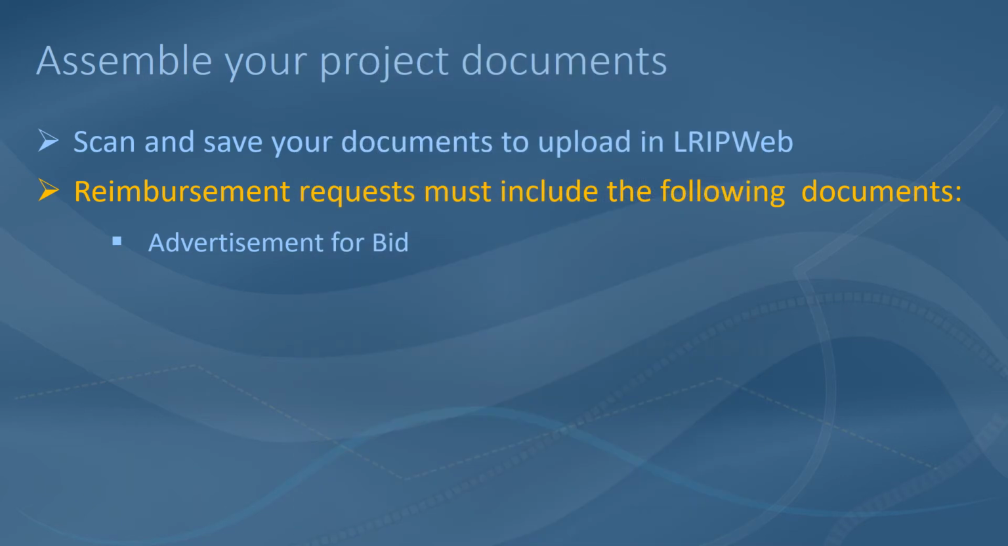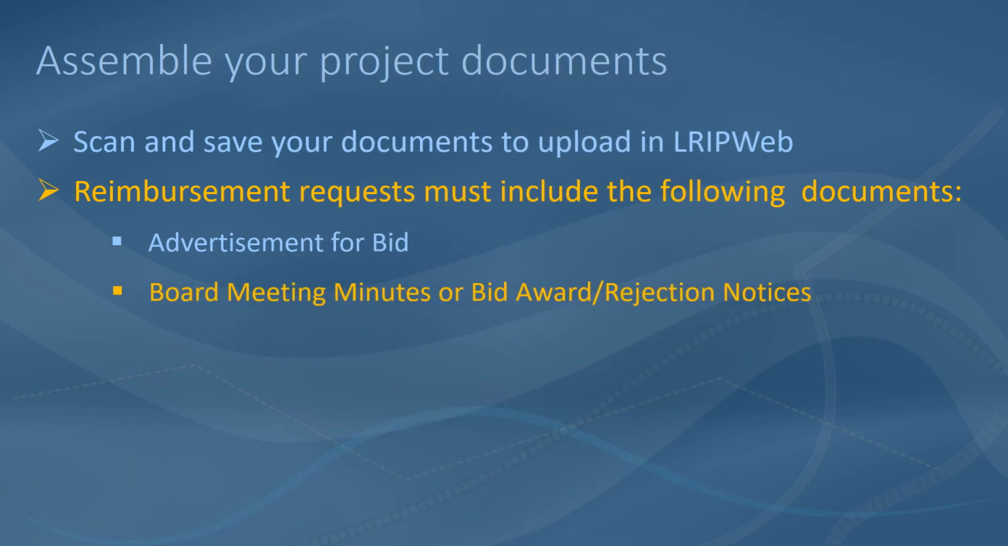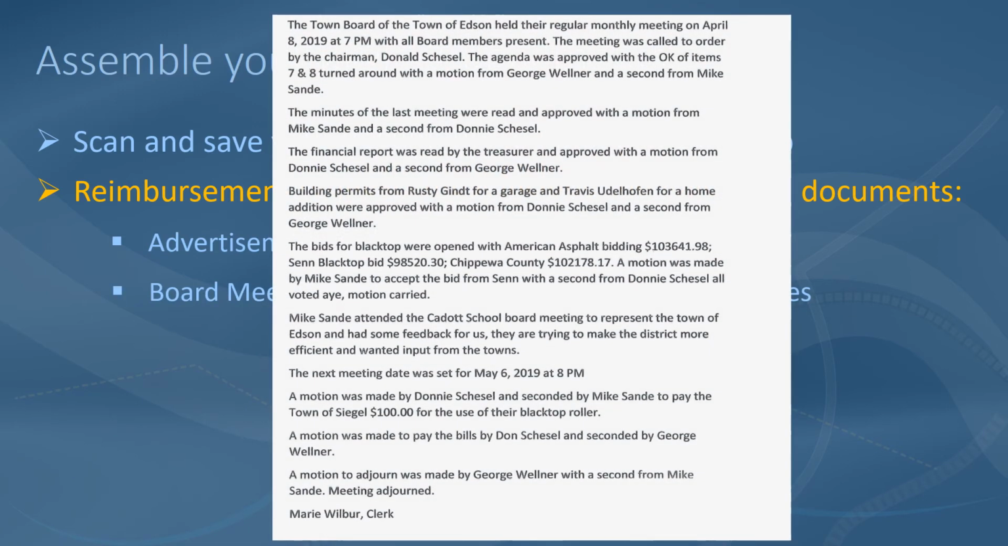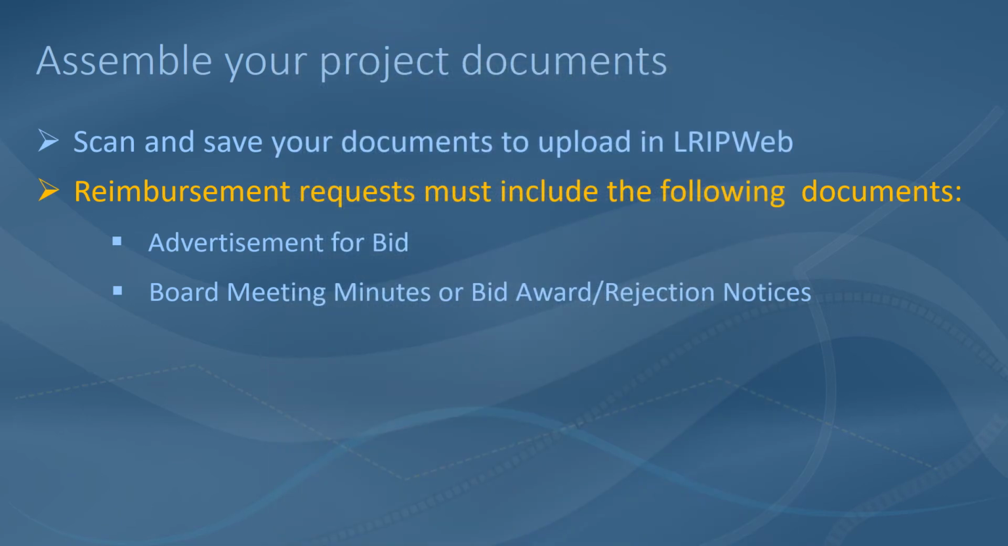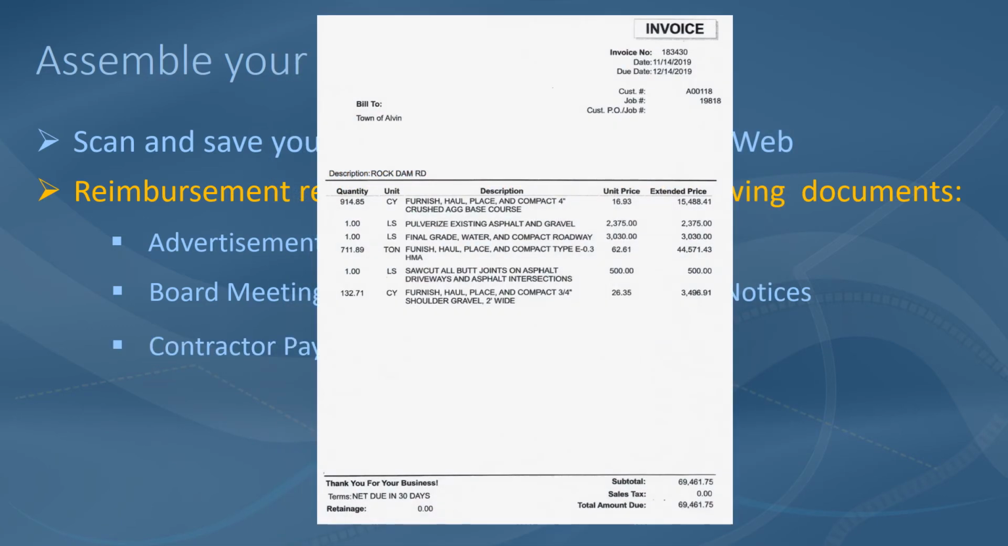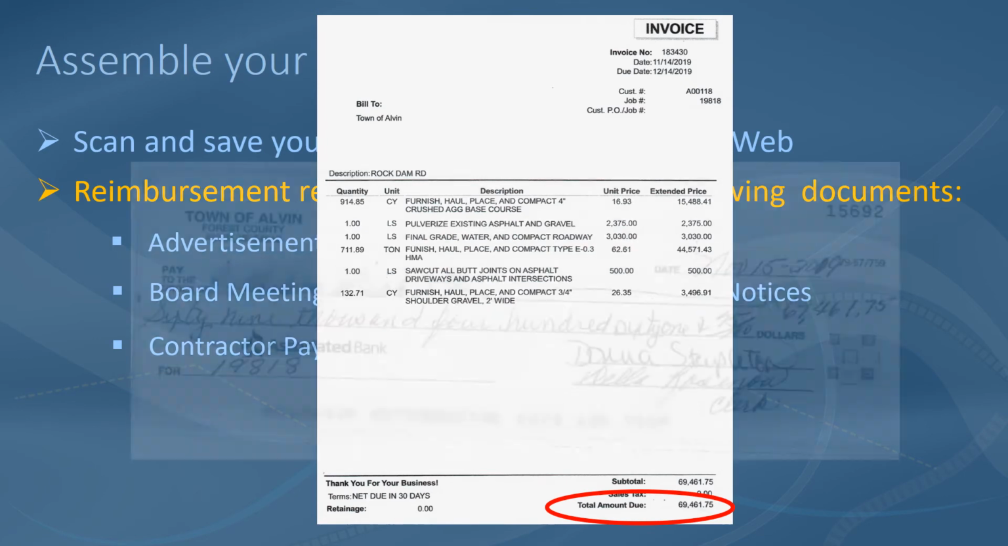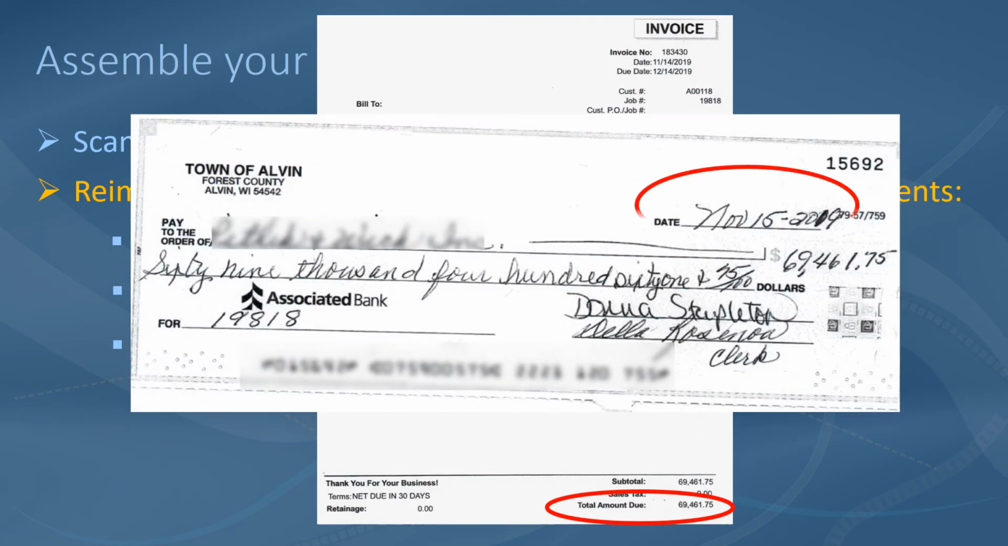You will also need the board meeting minutes or bid award/rejection notices. The board meeting minutes must include the meeting date and bid results, along with the awarded contractor and award amount. Finally, assemble copies of your contractor payment documentation. These documents must include the contractor invoice that shows the final payment amount for the LRIP portion of the project, and a copy of the final payment check or check stub or payment voucher.